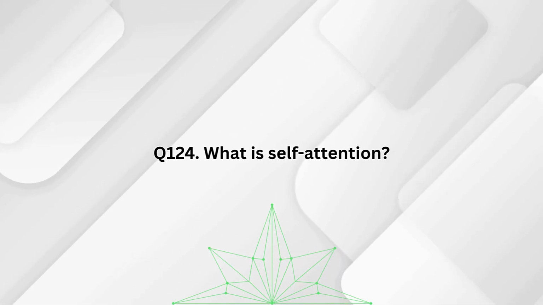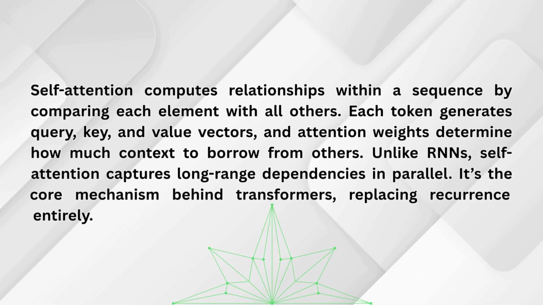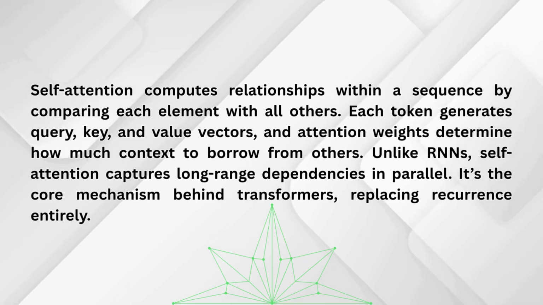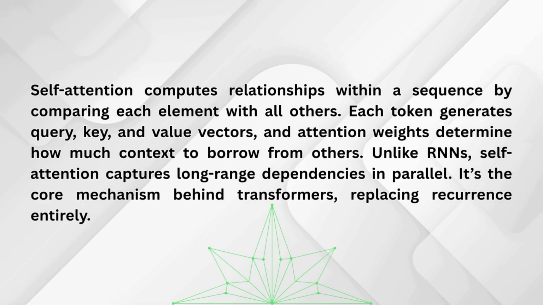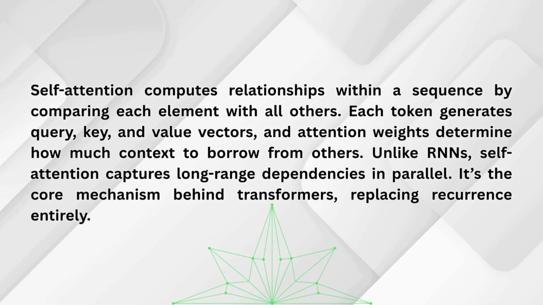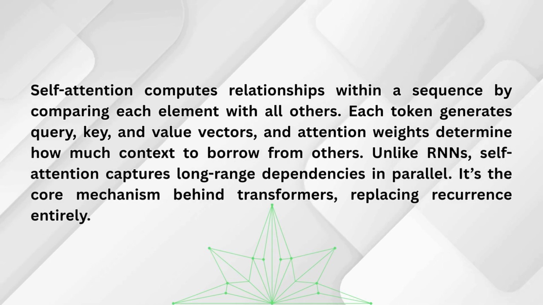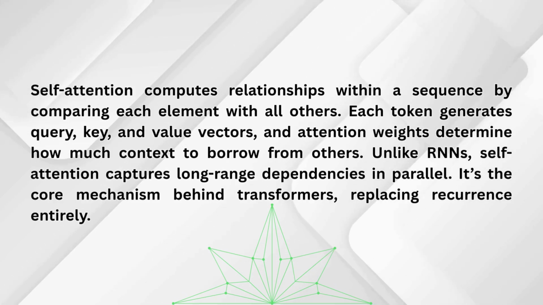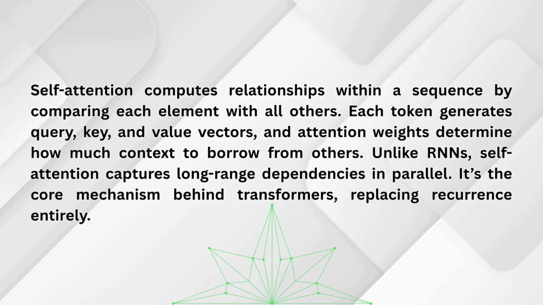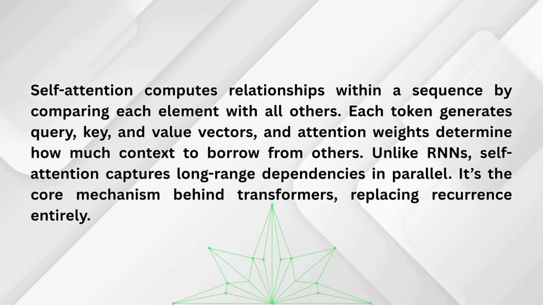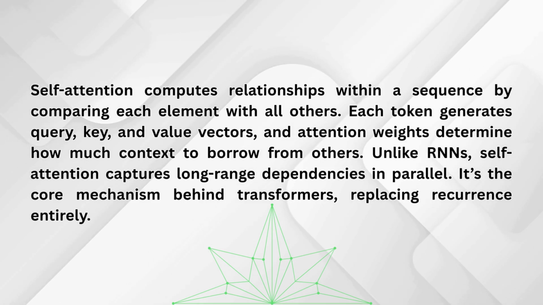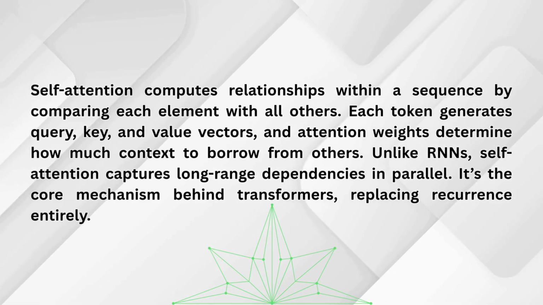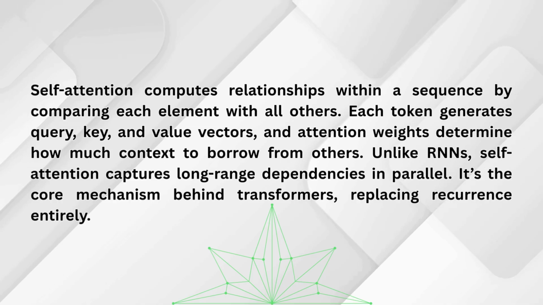What is self-attention? Self-attention computes relationships within a sequence by comparing each element with all others. Each token generates query, key, and value vectors, and attention weights determine how much context to borrow from others. Unlike RNNs, self-attention captures long-range dependencies in parallel. It's the core mechanism behind transformers, replacing recurrence entirely.